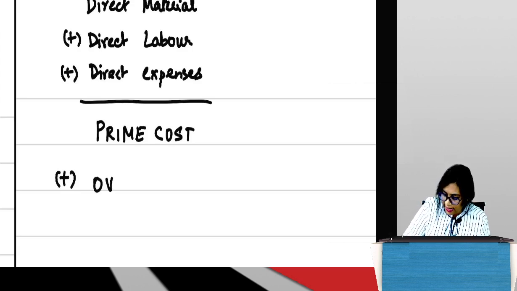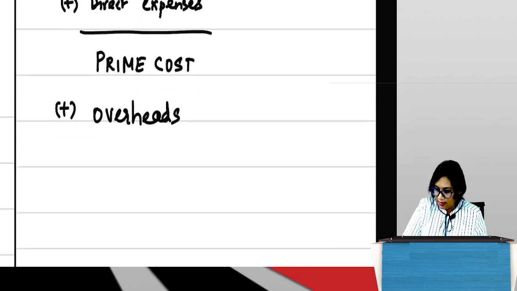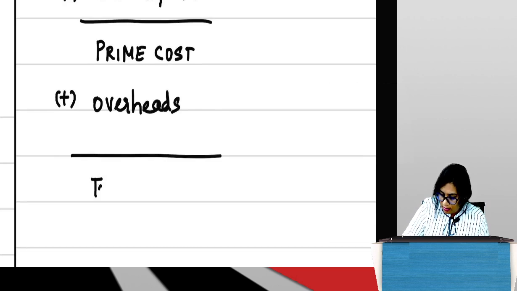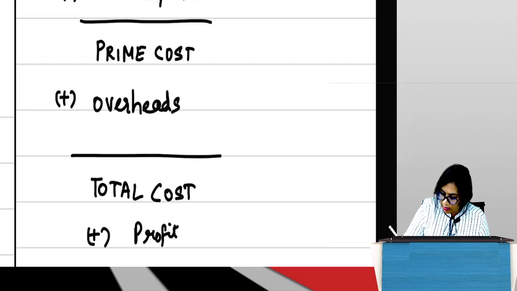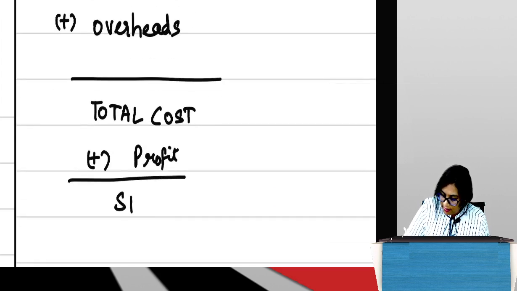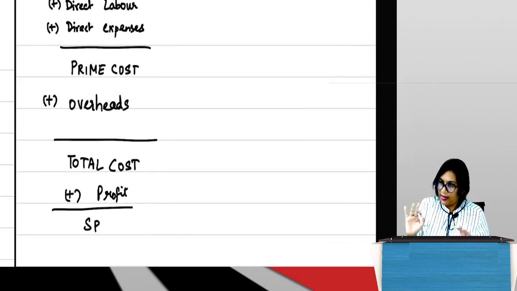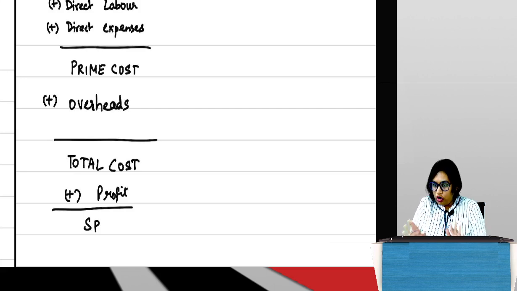So overheads, yes, gives me total cost, to which I am going to add profit, to which I am going to get my selling price. Guys, is this okay? I have simply expanded, that's all. I have not used any other concept here.